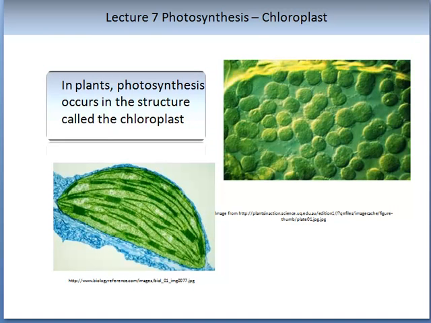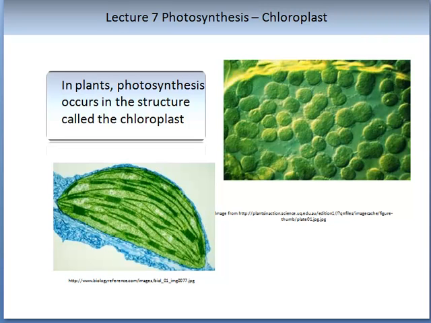In today's lecture you will learn about some of the structures which enable photosynthesis to occur. The first structure you should become familiar with is the chloroplast. Here we have an image on the screen of lots of chloroplasts. These green pieces here are lots of chloroplasts in one cell.